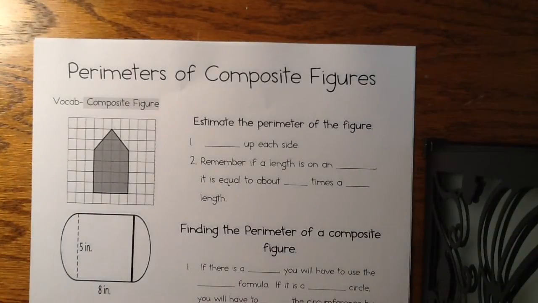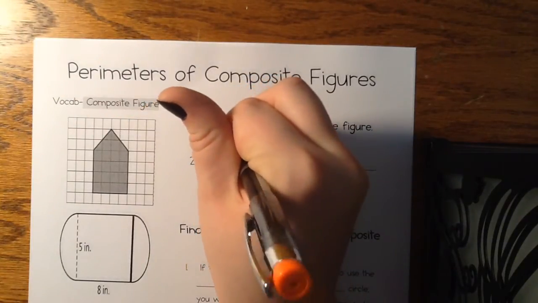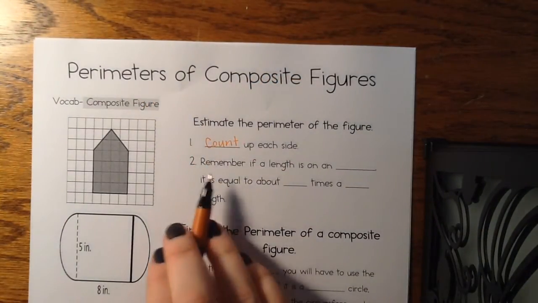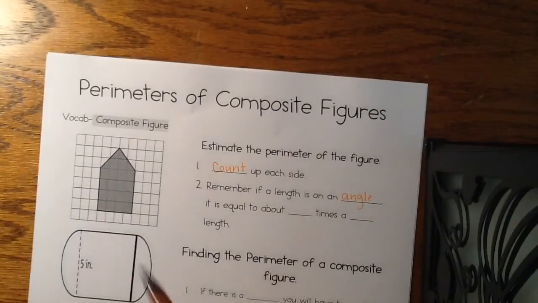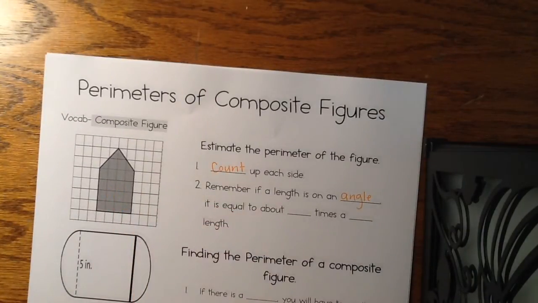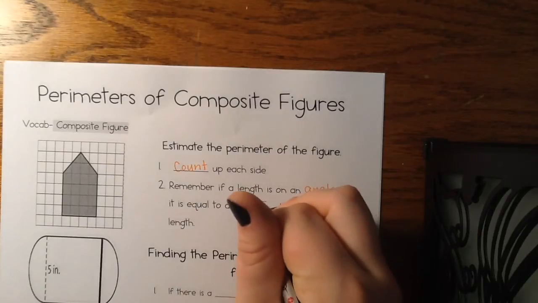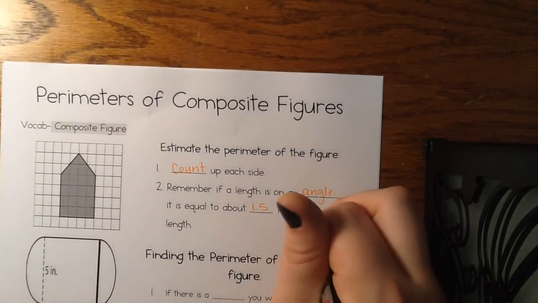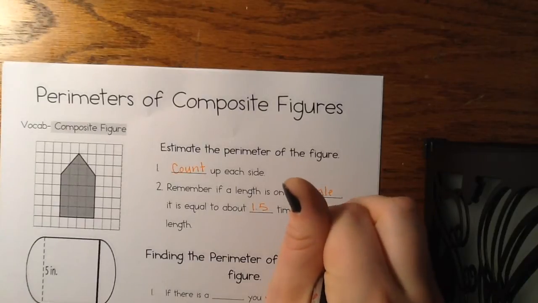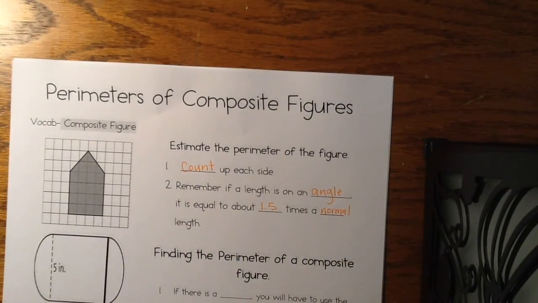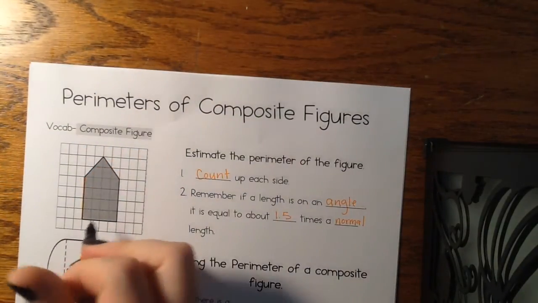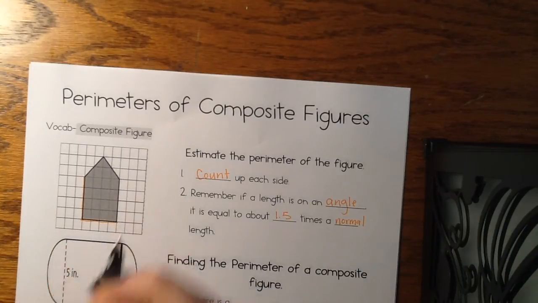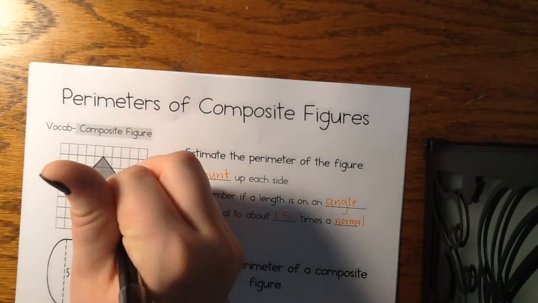Okay, so the first thing we're going to do is estimate the perimeter of the figure. So we are going to count up each side. It says, remember, if a length is on an angle, like this or this, it is equal to about 1.5 times a normal length. Okay, so let's count up the sides. So we have 1, 2, 3, 4, 5, 6, 7, 8, 9, 10, 11, 12.